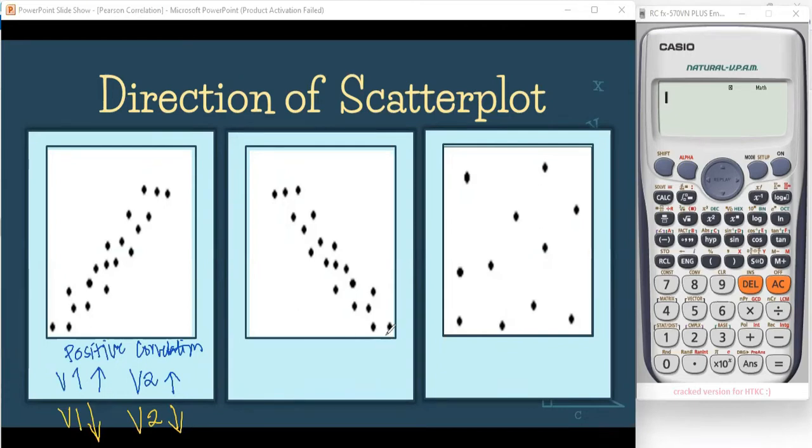How about if this is what you saw? It rises from right to left. So my dear students, this is a negative correlation. It means that when variable 1 increases, variable 2 decreases. And inversely, when variable 1 decreases, variable 2 increases. So what does that mean?